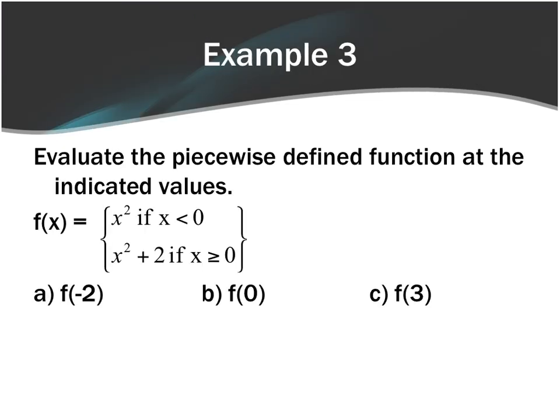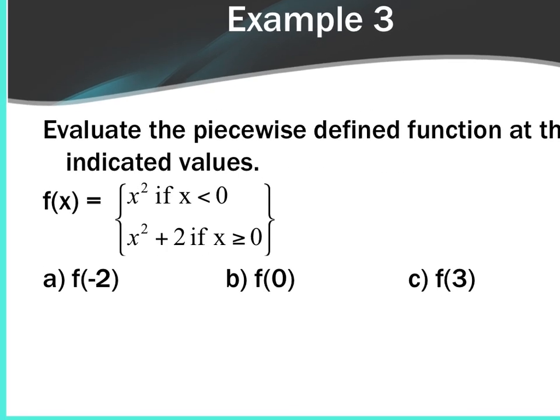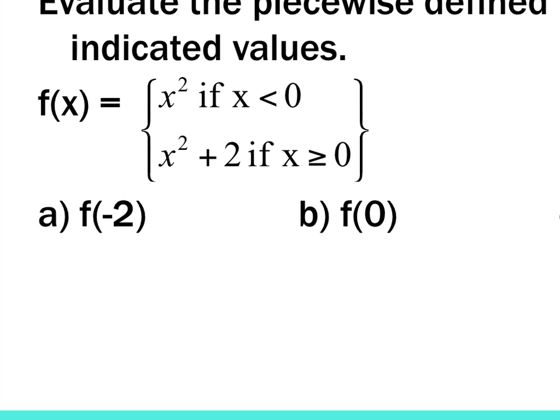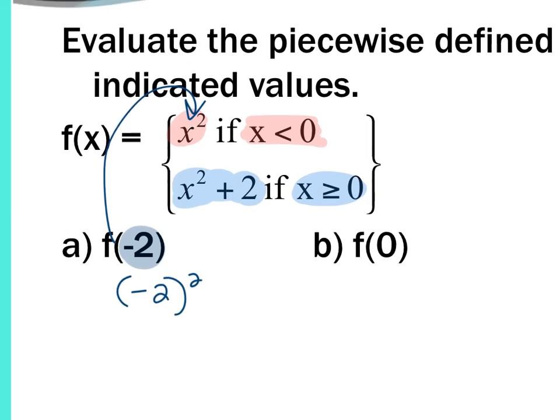They look like this. It says evaluate the piecewise function defined at indicated values. So notice that this is piecewise because there's more than one option. It says f of x is x squared if x is less than 0, and f of x is x squared plus 2 if x is greater than or equal to 0. So the first thing you have to do is figure out which one what's in the parentheses falls in. If it's -2, which am I using? The first one, I'm going to plug -2 in there. I get -2 squared, which is 4.